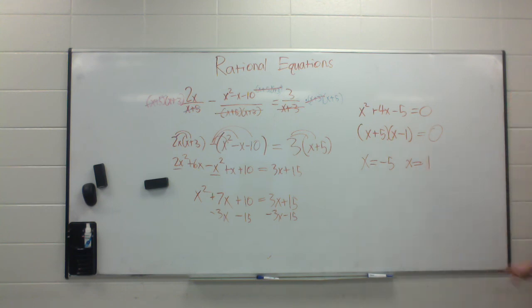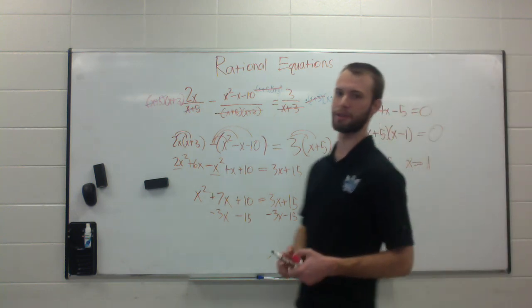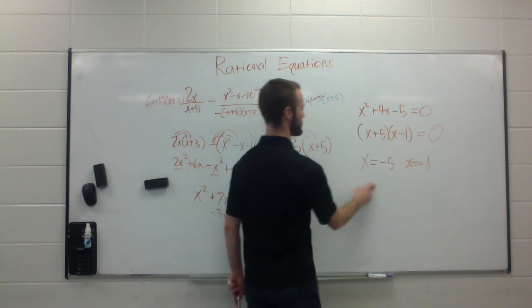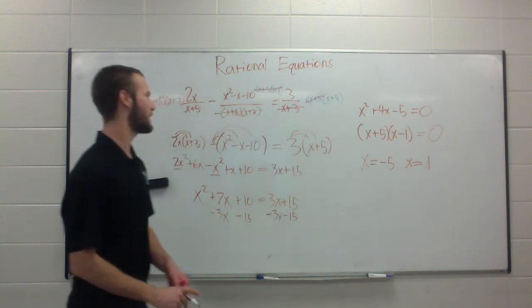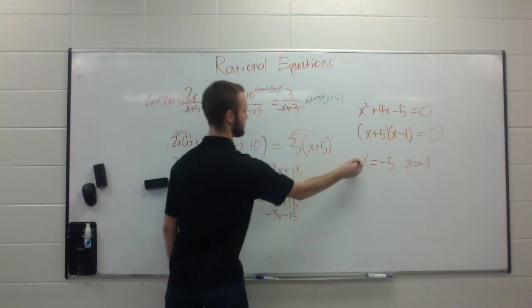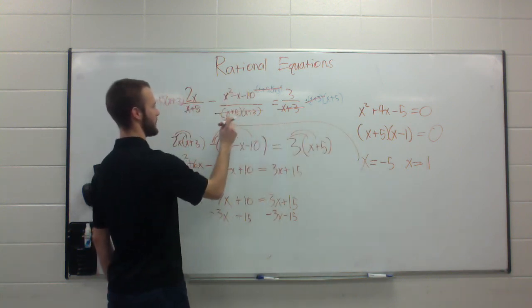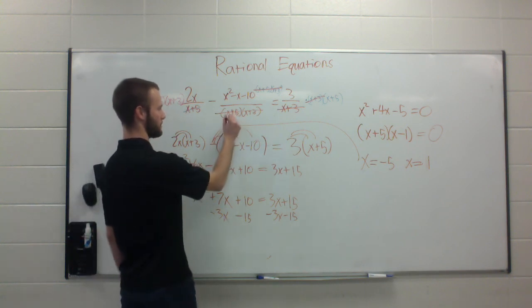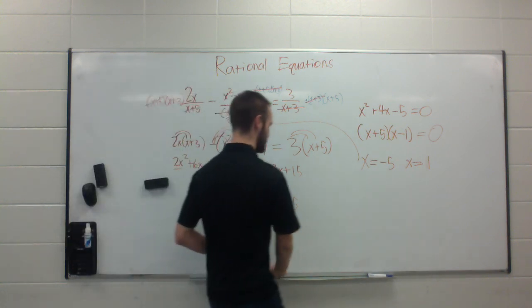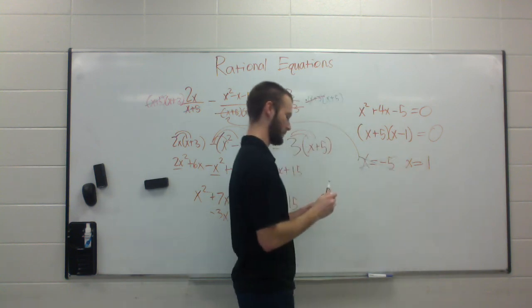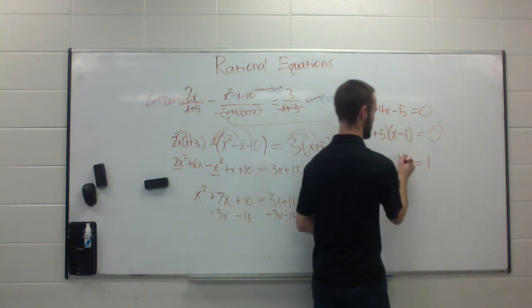But wait, we could have extraneous solutions. And the only time with rational equations that you'll end up with extraneous solutions is if one of these solutions makes you divide by 0. And we can see if I were to plug in x equals negative 5 into x plus 5, then I'm going to have a 0 denominator. So x equals negative 5 is in fact extraneous, and x equals 1 is the only solution.